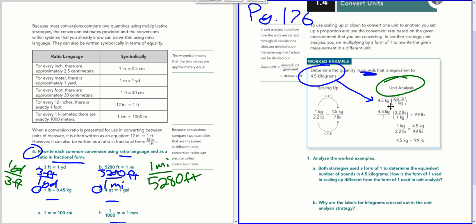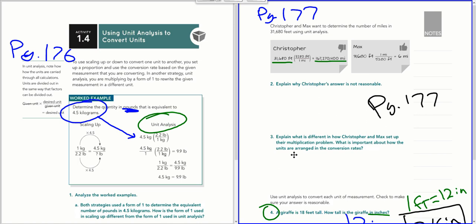Now when we do this, I'm going to multiply the top numbers, so 4.5 times 2.2, and then technically I'm going to multiply my bottom numbers, but since they're both 1, we really don't need to show them here, because 9.9 over 1 is the same as 9.9. So our final answer is 9.9 pounds. This stuff down here is just the scaling up transferred over here. So really, we're done at this point. Let's look at a few examples here.